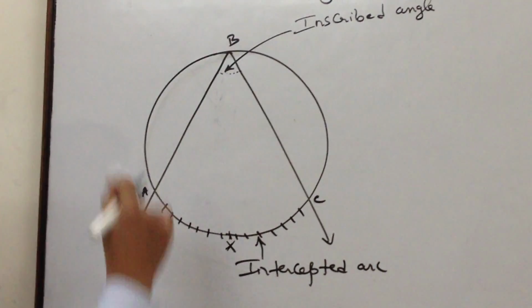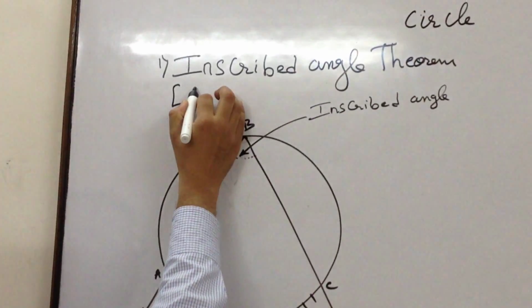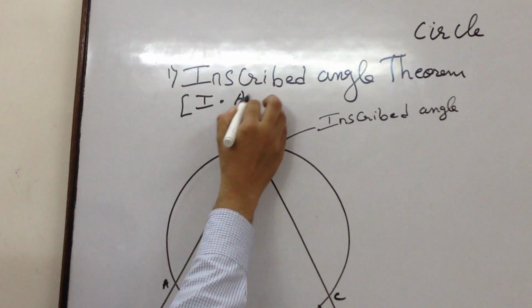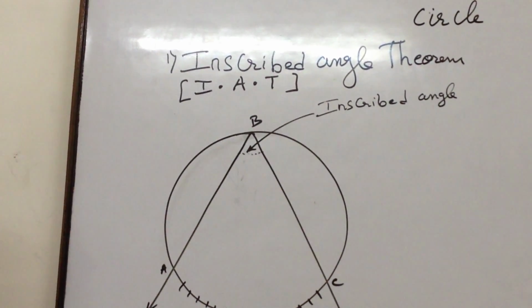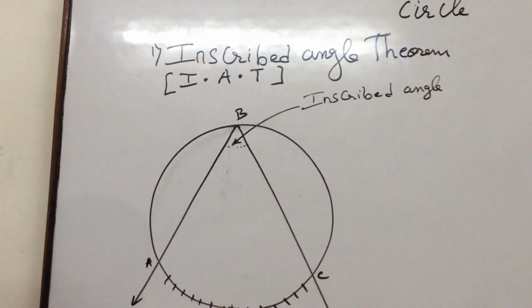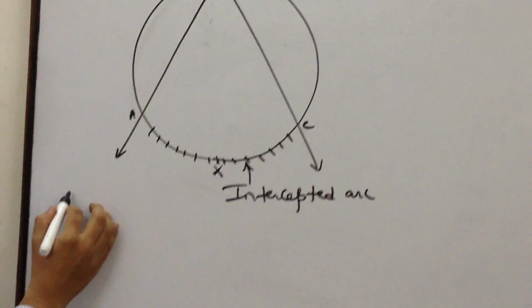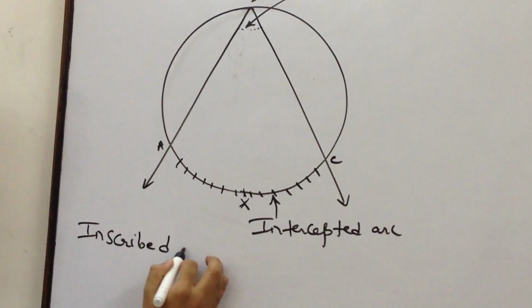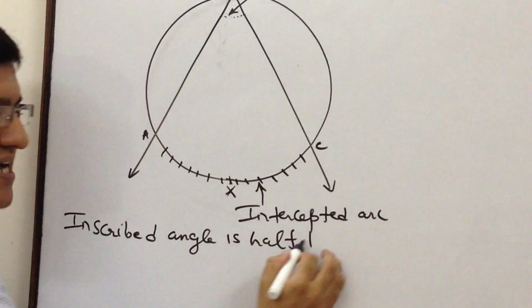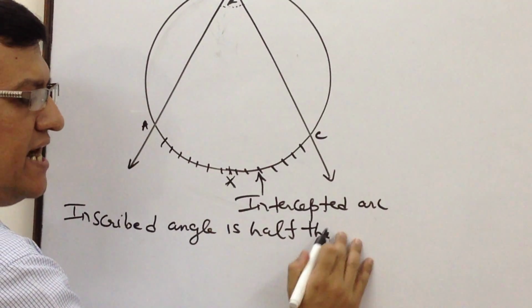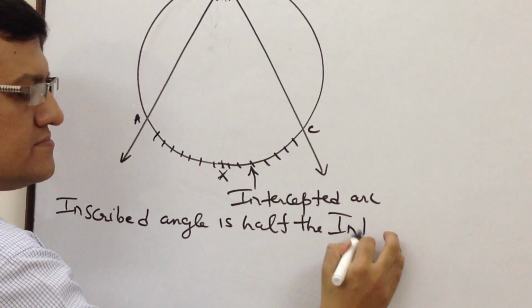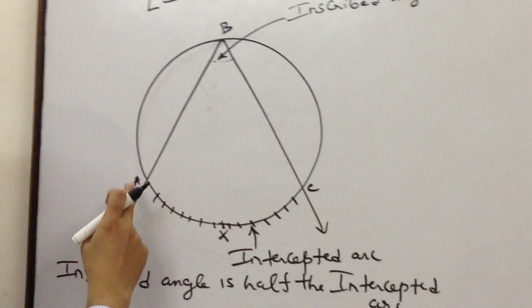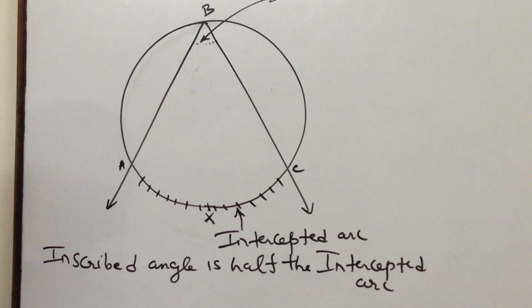Now what exactly is this inscribed angle theorem? I will suggest calling it IAT, inscribed angle theorem. Now what does this particular theorem have to say? The statement says the inscribed angle is half the intercepted arc. Over here, angle ABC is an inscribed angle and arc AXC is an intercepted arc.